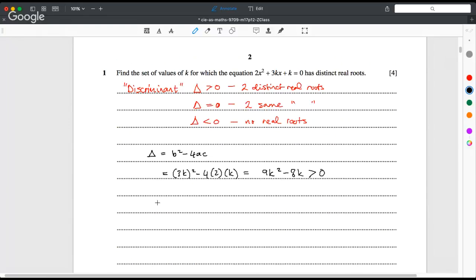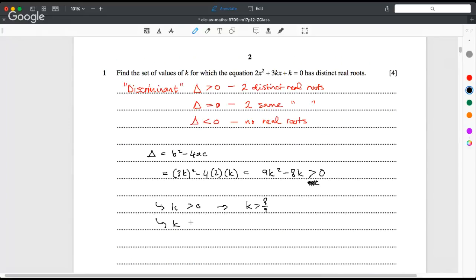So there are two cases. Either k is greater than 0, in which case we can just divide by k here, and remember that when you divide by a positive number in an inequality like this, the inequality doesn't change direction, but if you divide by a negative number, it does. So if we assume that k is greater than 0, we just divide by k, and we get that k is greater than 8 over 9.